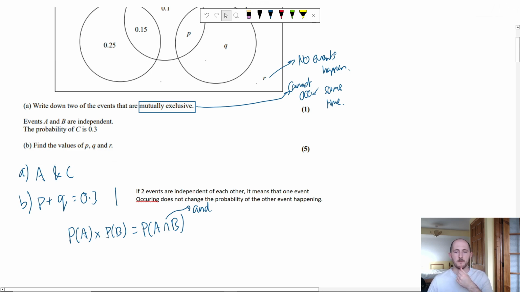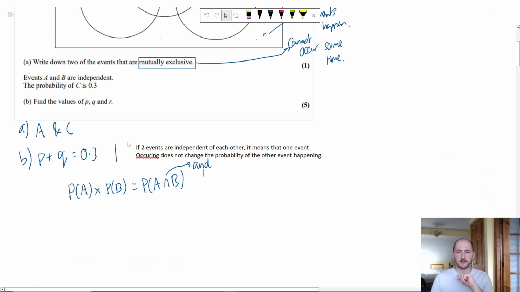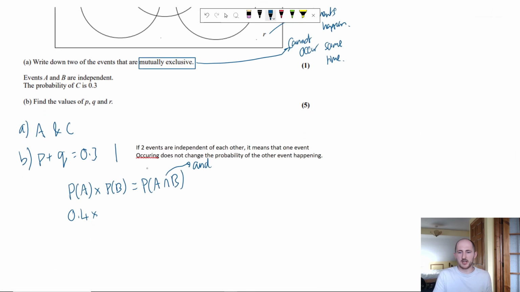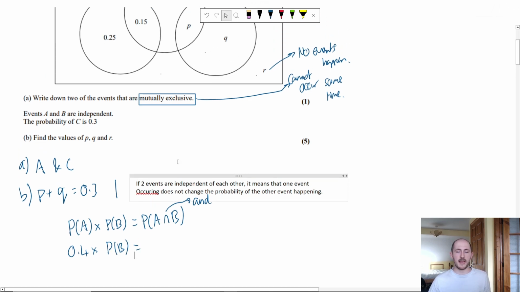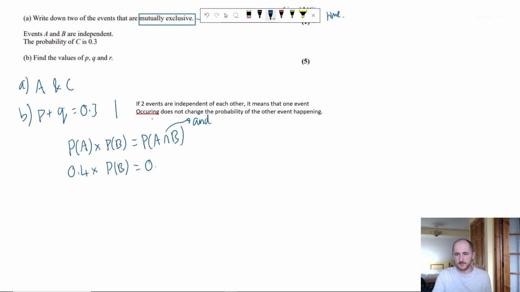So what does this mean? Well, the probability of A, as we discussed, it's not 0.25, it's 0.25 add 0.15. So that is 0.4. And what about the probability of B? Well, the probability of B is going to be this plus this plus this. Remember all of the numbers inside the circle. So for now, I'm actually just going to leave it as probability of B. And that should equal the probability of A and B, which is simply just the overlap, 0.15.